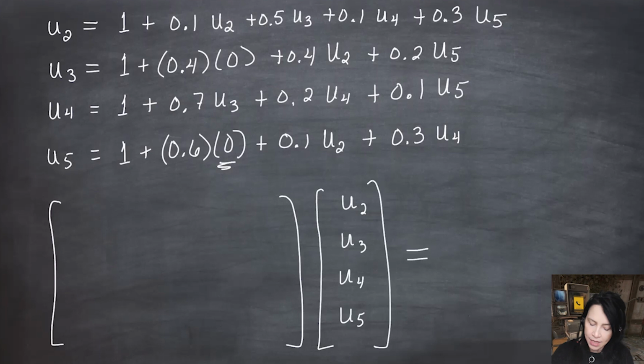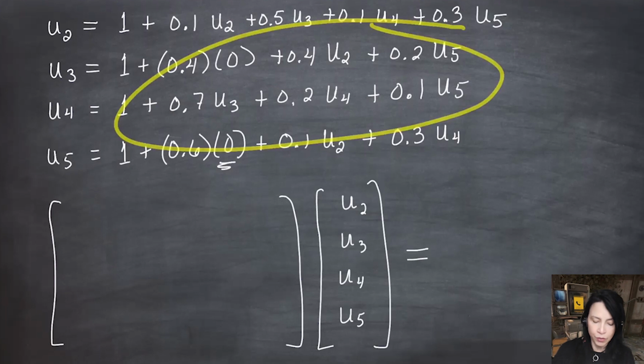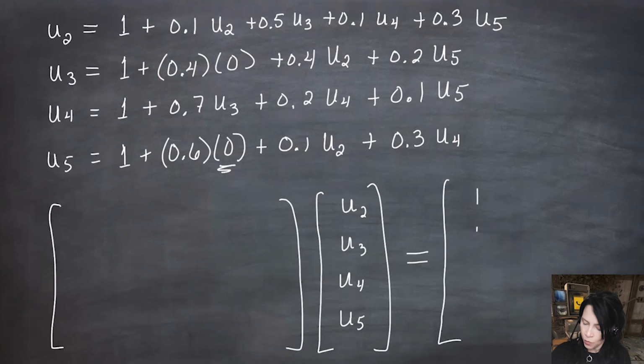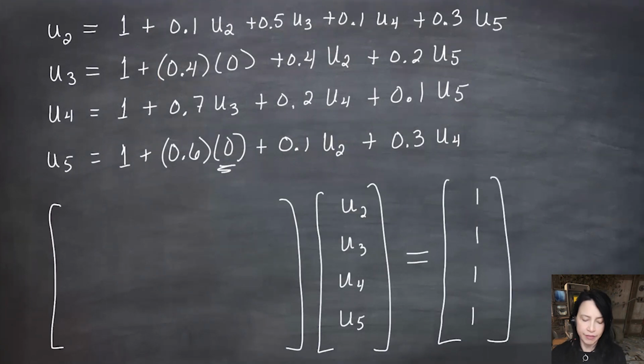And I'm going to set that equal to... So what I'm about to do is move everything here over to the left-hand side. And I'm going to leave these ones on the right-hand side, which means I'm going to make a vector over here with 1, 1, 1, and 1, and I'm going to start moving everything else to the left.